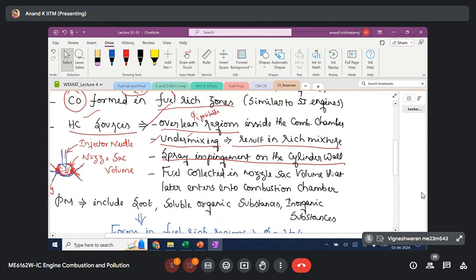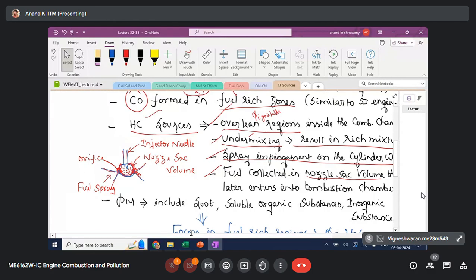So this is one of the sources: fuel spray impinging on the cylinder wall and vaporizing slowly. That becomes one of the sources for HC emissions. And then you also have another source in terms of fuel collected in the nozzle sac volume. There is something called nozzle sac volume. This sac volume is a small volume provided at the end of the injector. If you look at the injector tip, the tip of the injector consists of this sac volume.